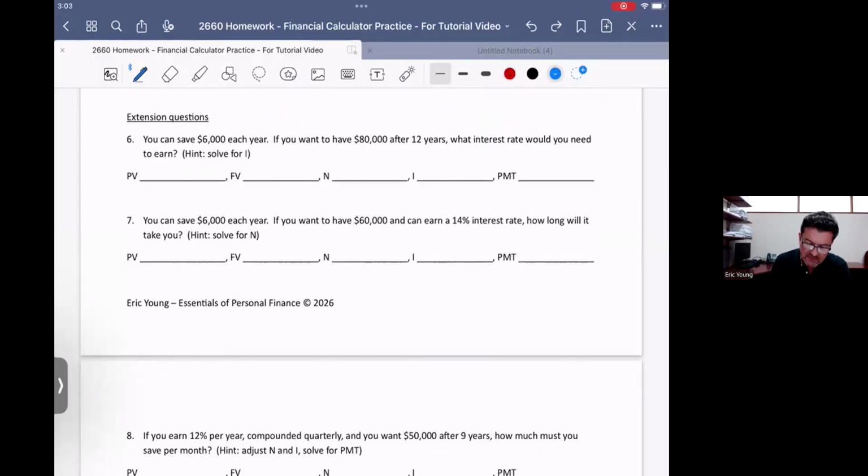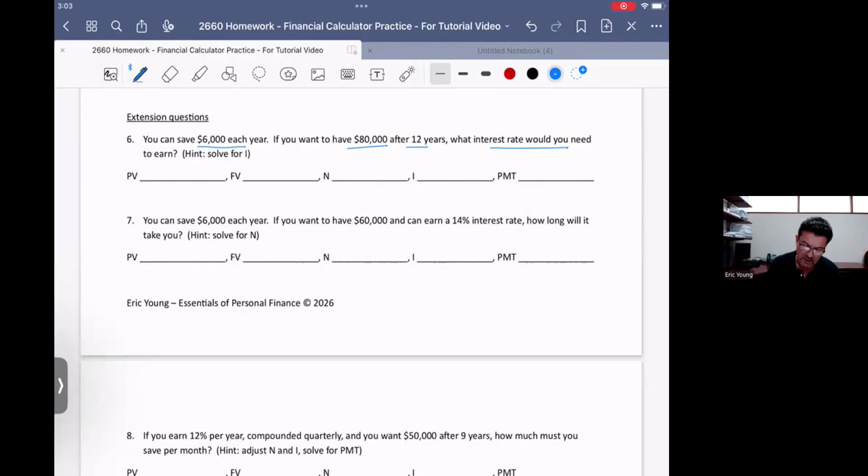Suppose that you can save $6,000 each year. In 12 years, you want $80,000. What interest rate would you need to earn to get that? So in this one, we've still got our 4 and we're solving for our 1, but now we're solving for I. These are kind of important questions. If you say, hey, listen, I have money now, I need it to grow to a certain thing in the future, and here's how long, then you're factoring in the interest rate.